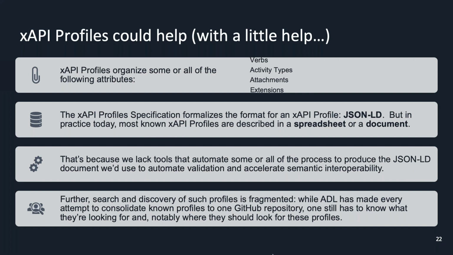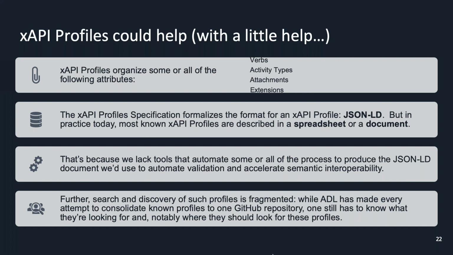You've seen, and we know, that in reality right now these profiles are described in a spreadsheet or a document. That's largely because we don't have really good tools to produce some or all of the process needed to craft and generate a JSON-LD document that will help us with automating validation and accelerate the semantic interoperability of our learning experiences, right?